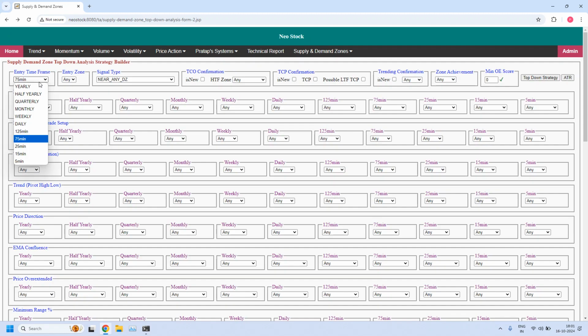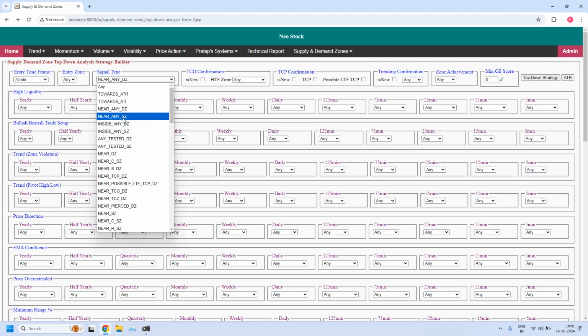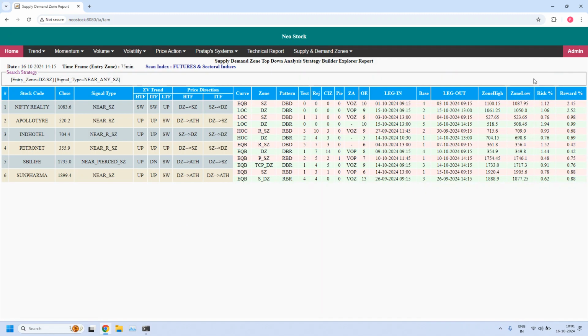Next, for 75 minutes time frame, let us find the stocks near 75 minutes supply zone. 6 stocks are filtered. Let's identify high liquidity 75 minute supply zones from this list. Indian Hotels is having a high liquidity 75 minute supply zone. Petronet is having a 75 minutes high liquidity supply zone. That's it. These two are the high liquidity 75 minute supply zones from this list.